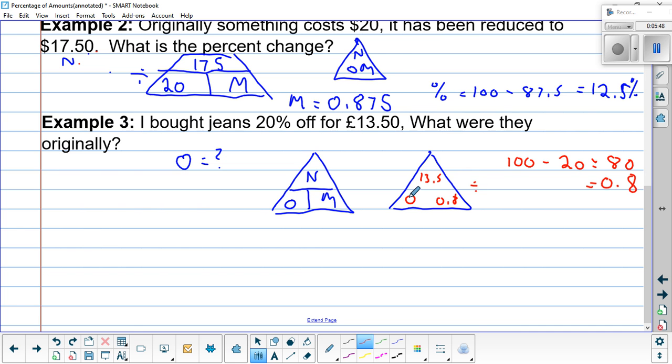So our O is equal to 13.5 divided by 0.8, which results in 16.88 after rounding. And I rounded off because it is money, so we can't have anything more than that.